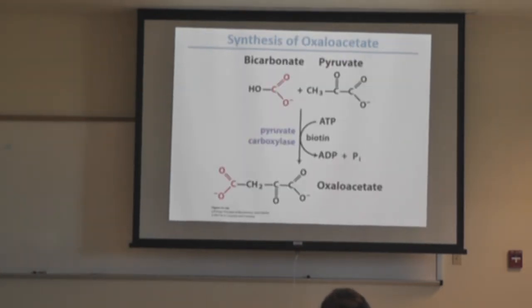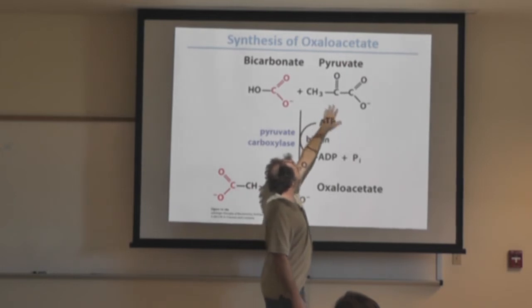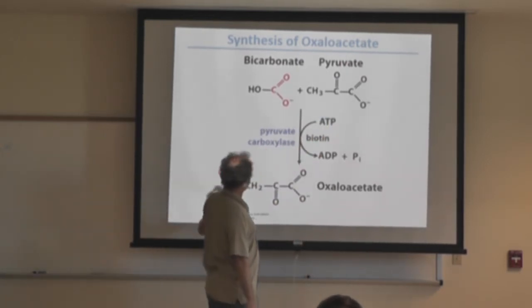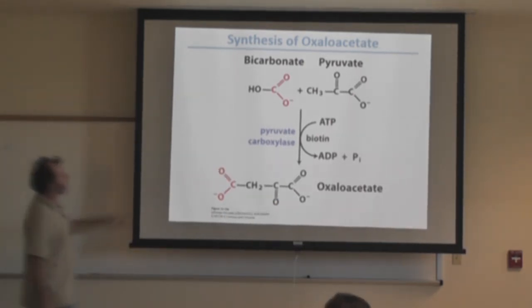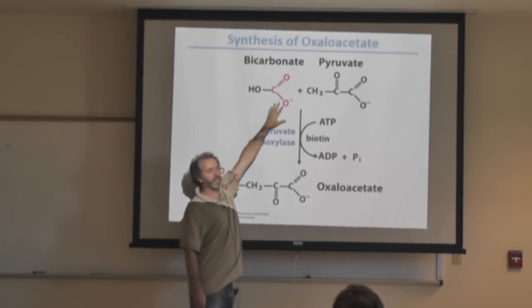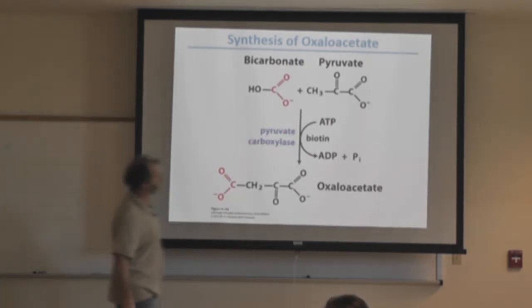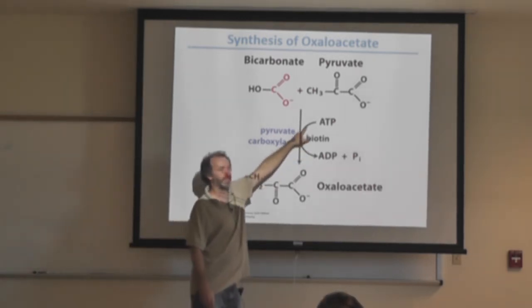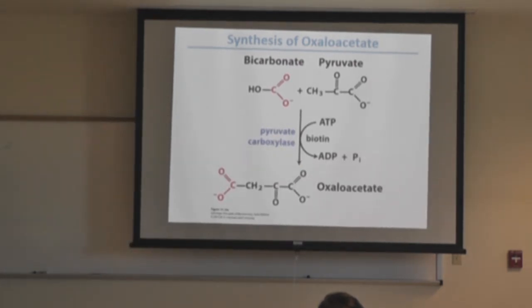So first step, synthesis of oxaloacetate. You have bicarbonate and pyruvate. They're going to react along with ATP and biotin to make oxaloacetate. And hopefully we have the mechanism, because this bicarbonate isn't going to add easily. It has to be energized or activated. And it's activated via phosphorylation with this ATP. Okay, so you activate that bicarb.